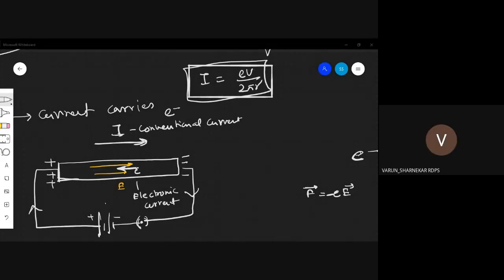Negative to positive. Opposite, right? The flow of electrons will be opposite to the flow of current. Okay, in whichever direction the current is flowing, the direction of flow of electrons will be opposite of it. Okay, it will not be in the same direction. Is that clear? Yes, sir.